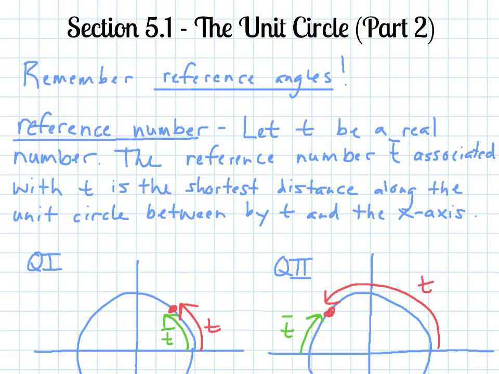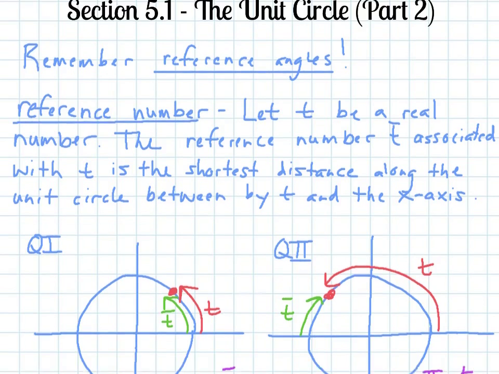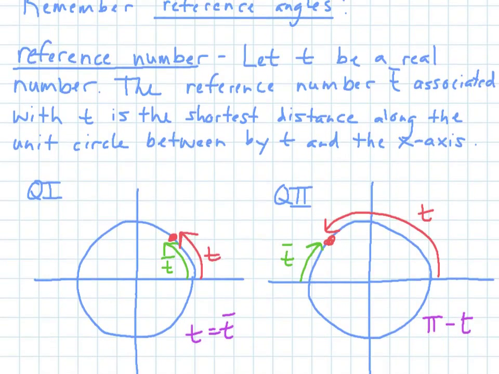So we're just calling them reference numbers because a radian measurement is a number, not really an angle measurement. We use them for angle measurements, but it's really more talking about the distance around the unit circle rather than the angle at which inside from the origin.